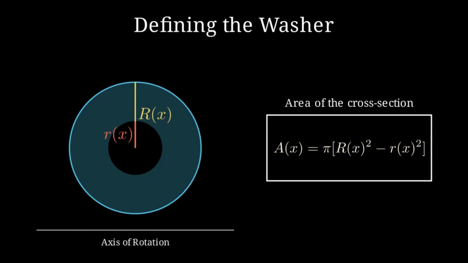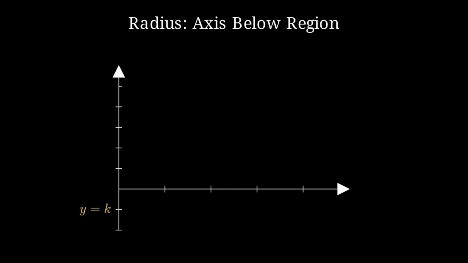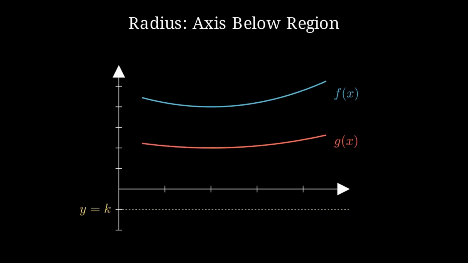Since our radii change as we move along the x-axis, we define them as functions R of x and r of x. If the axis of revolution y equals k is below the region, the outer radius is the distance from the top function to k, and the inner radius is the distance from the bottom function to k. Subtracting k from our function values effectively shifts our perspective back to a standard calculation.